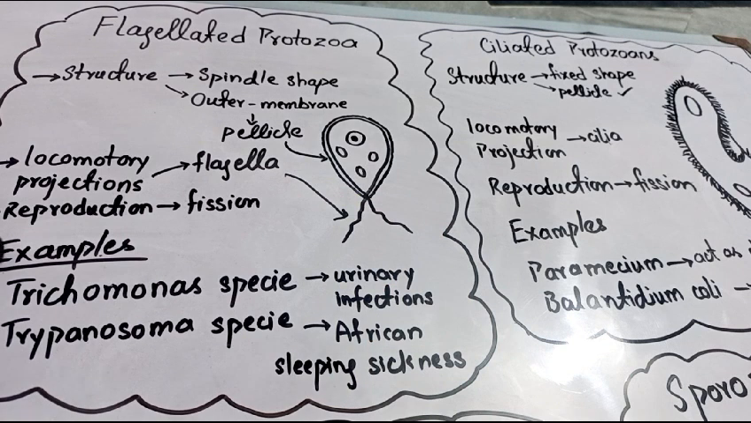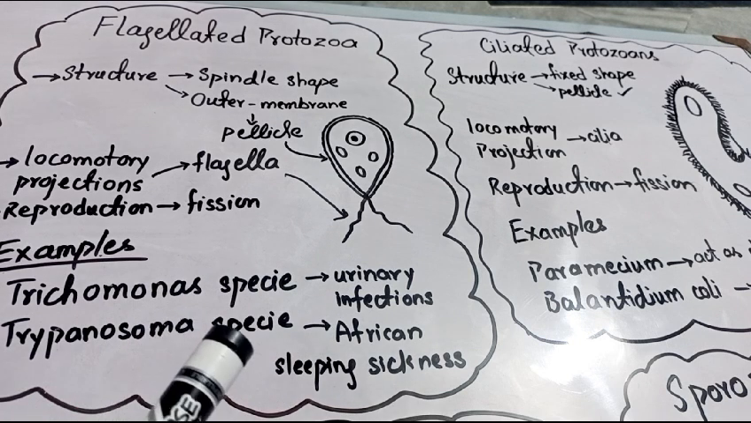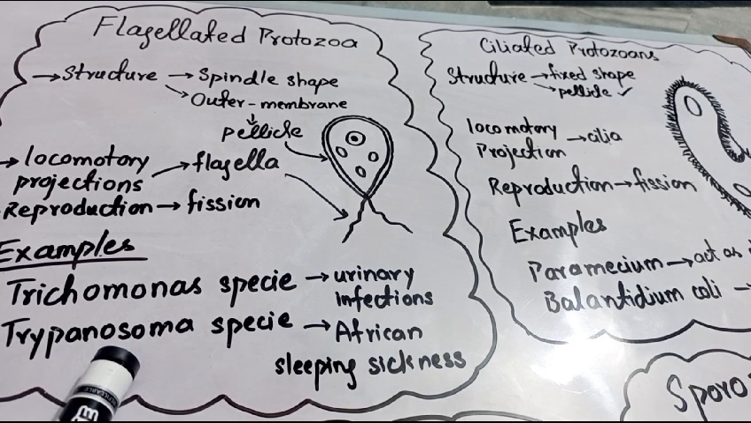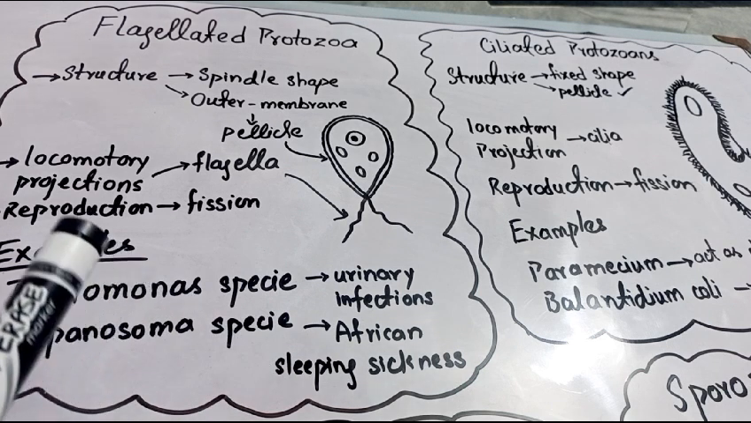There are some examples of flagellated protozoa. The first is the Trichomonas species, and the second is the Trypanosoma species. We also discuss what type of diseases these protozoa cause in humans. Trichomonas species causes urinary infections in humans, because it goes to the urinary tract and causes infection there, damaging the mucosa of the urinary tract. The second is Trypanosoma species. It causes African sleeping sickness. It is spread by a fly, and it causes sleepiness and this kind of disease.